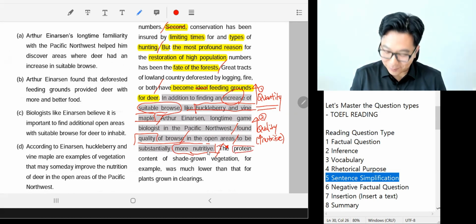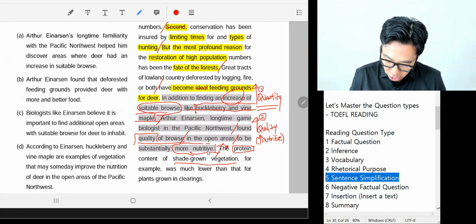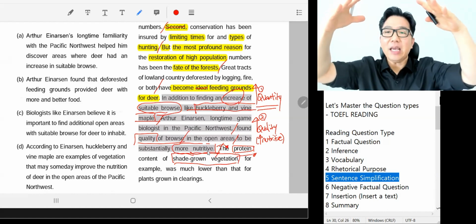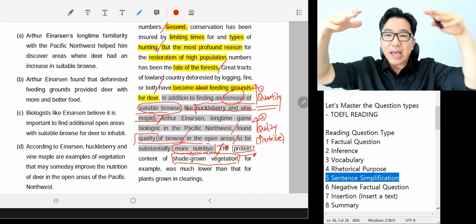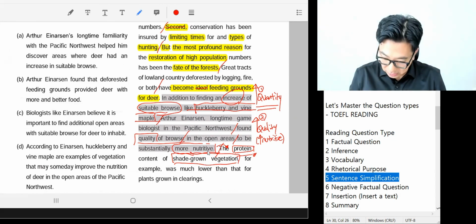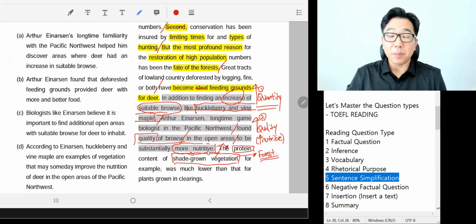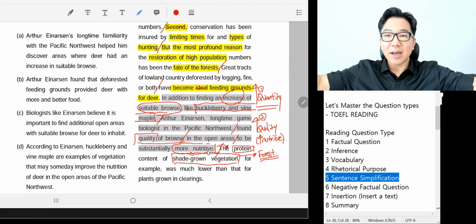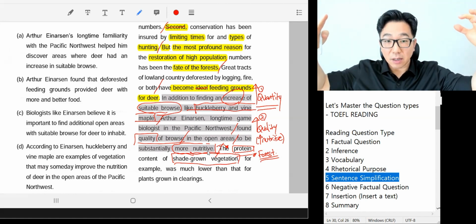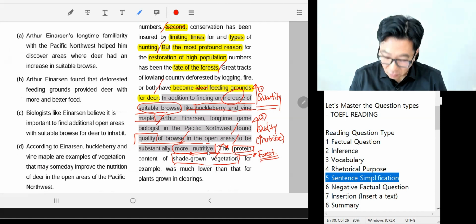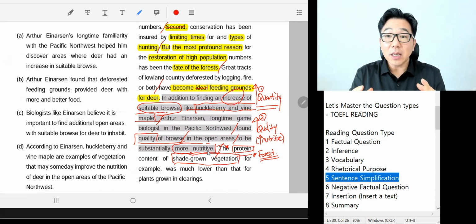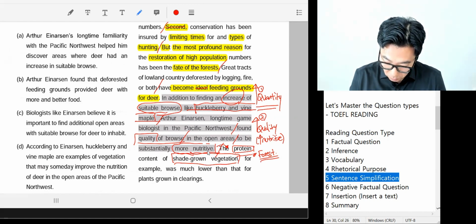The protein, okay, it has more protein now, probably, than before. Protein contents of shade-grown vegetation. So shade-grown vegetation, this may be a little bit hard for you, because shade-grown is like shade, shades created by tall trees. So this must be when it is full forest before it was destroyed, because if the forest is cleared, it's like open ground, so it's not going to be under the shades of the tall trees. Okay, so protein contents of shade-grown vegetation, meaning in a full forest before burning, for example, was much lower.